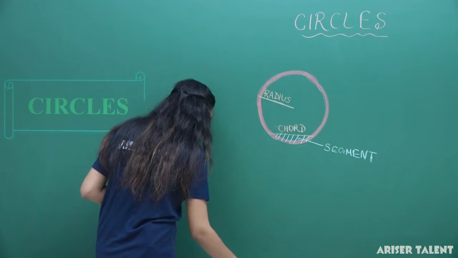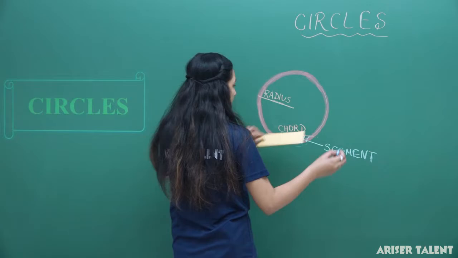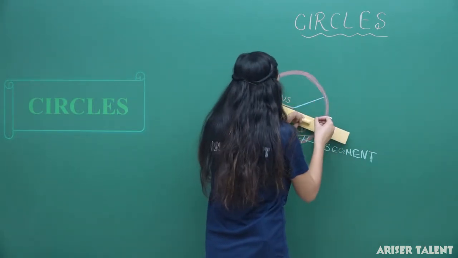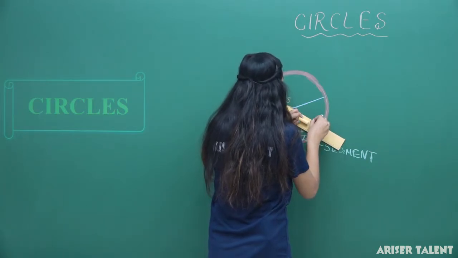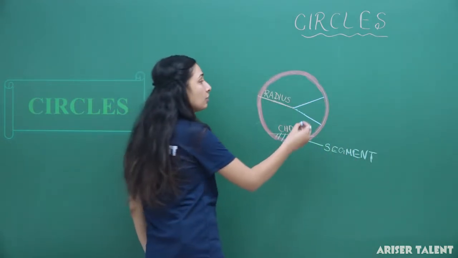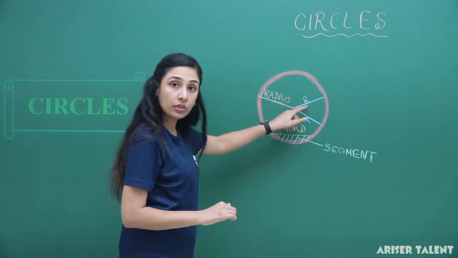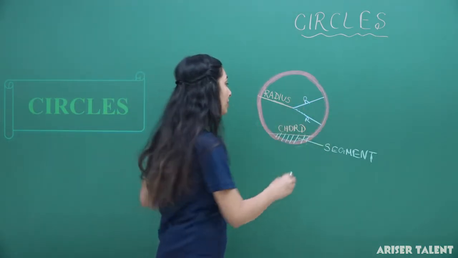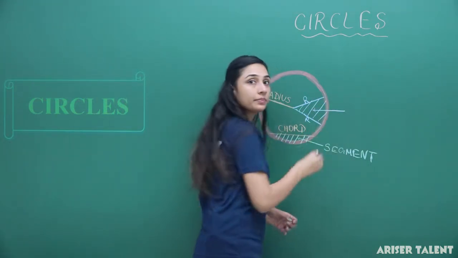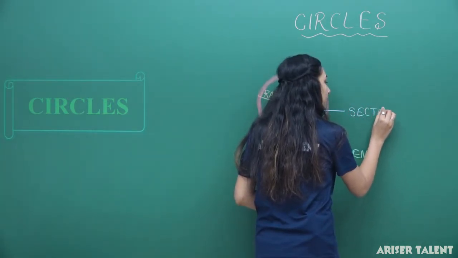But if I take two radii, like this is radius number 1, and this is number 2. So, 2 radii, this is a radius, and this is a radius. Now, these 2 radii and this arc will make a section, and this section will be known as a sector, right?